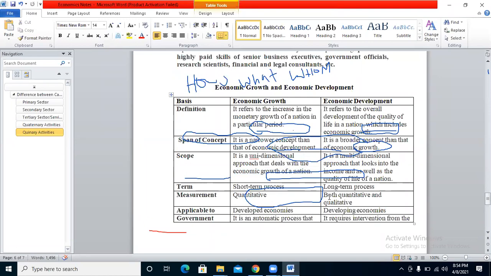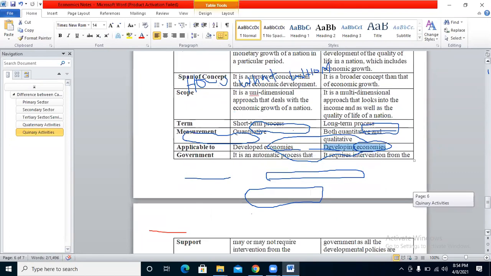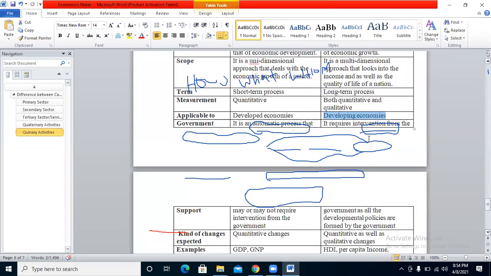Measurement is quantitative in economic growth, while in economic development it is both quantitative and qualitative. Economic growth is applicable for developed countries, while when we talk about India, the focus is more on economic development, for developing economies. Government interference is required to develop policies to make it a long-term process so that we can achieve economic development.